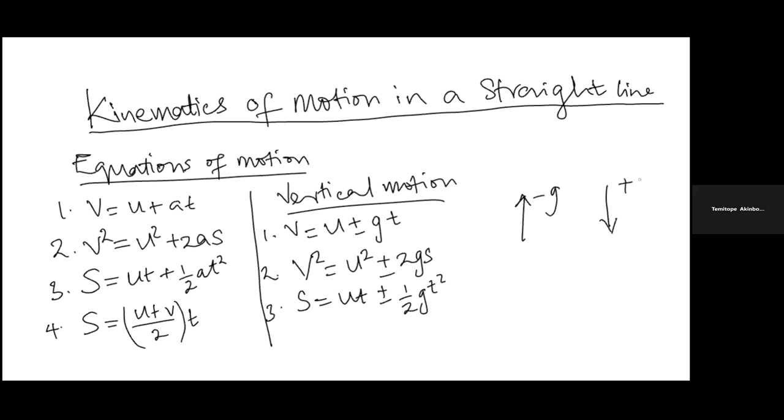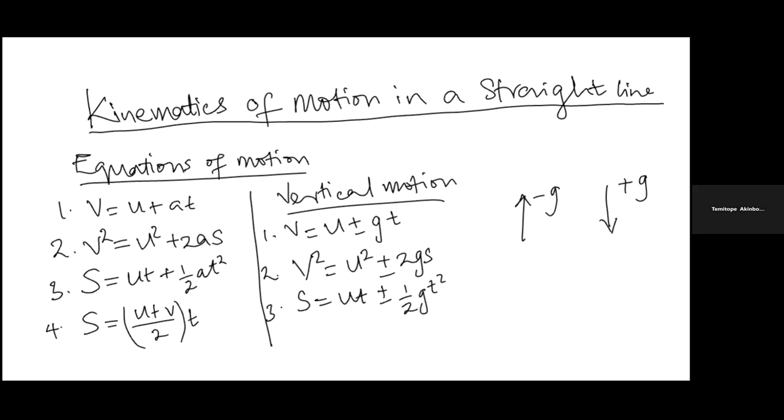Though some people assume that vertically upward motion is positive, then they will not take downward motion as positive. All well and good. But the standard is when it's moving up, you say it's moving against gravity, you take minus. When it's moving down, it's moving in favor of gravity, you take it to be positive. Take note of that. Have you written that? Yes, sir.